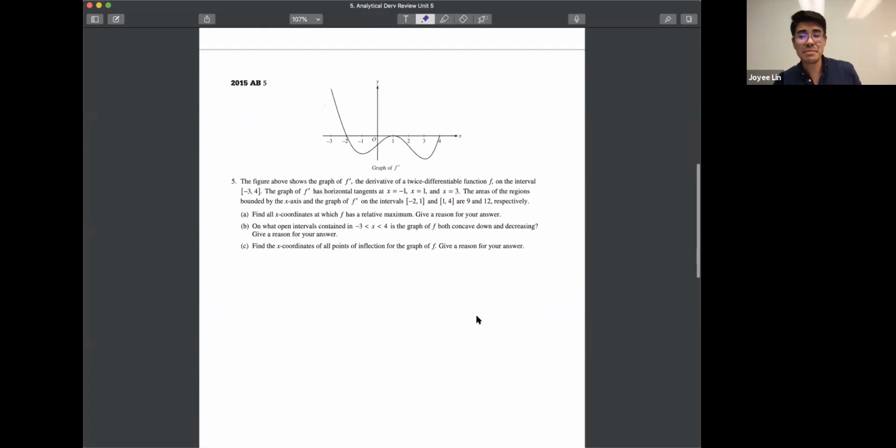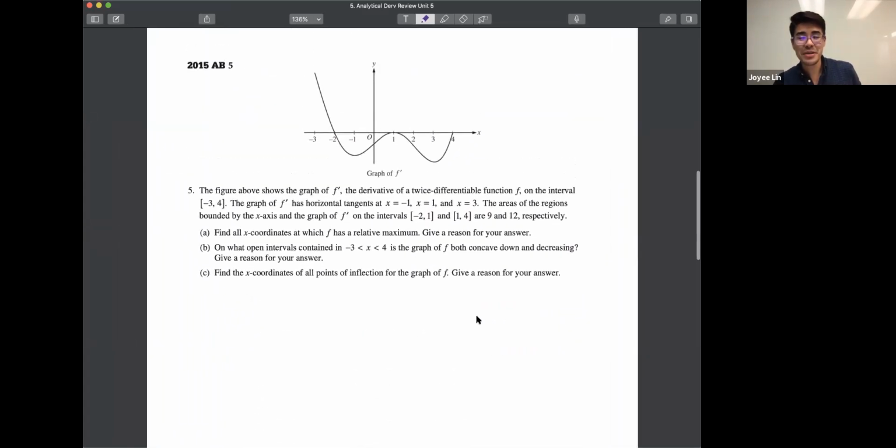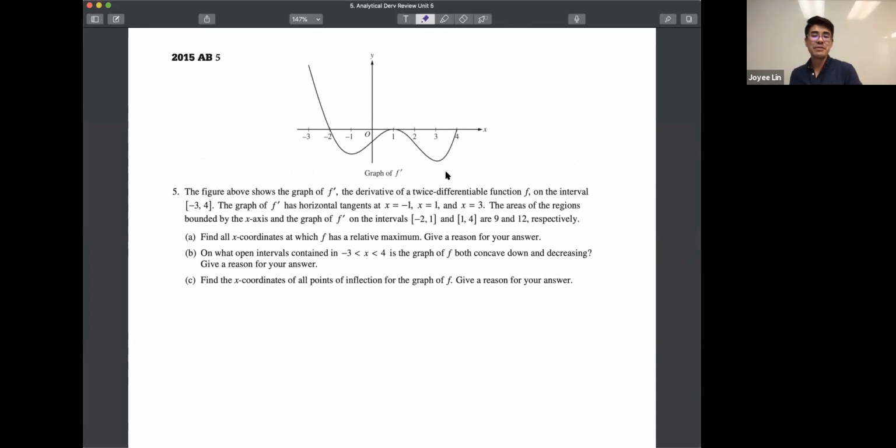Okay, so then how does this apply to an AP exam? Right, so this was from the 2015 AB exam. And it literally asks all these questions, and it gives you, the figure above shows you the first derivative of f on the interval negative 3 to 4. The graph has horizontal tangents at negative 1, positive 1, and positive 3. You don't need this next sentence. That's for a part that we're going to go over next time.